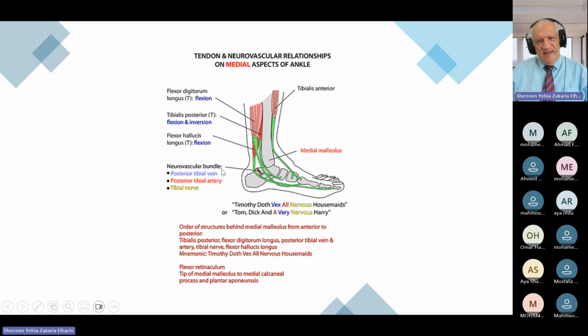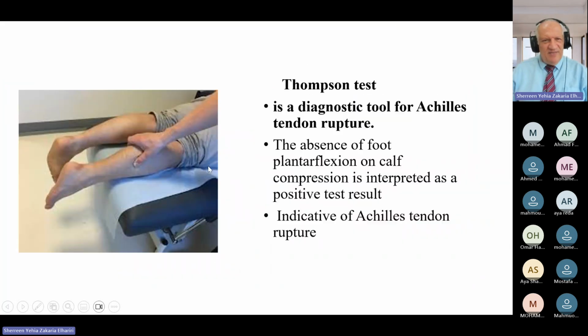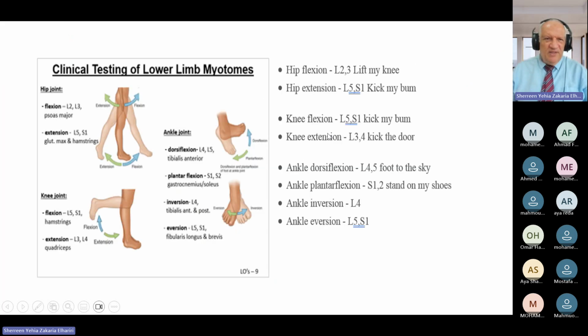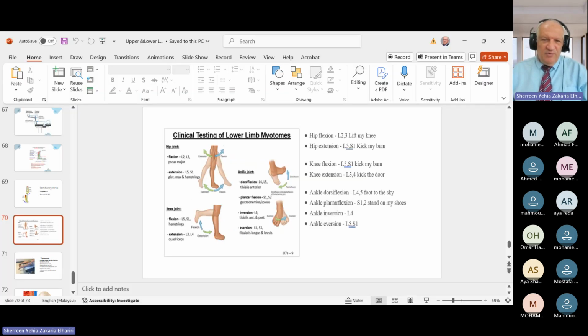Structures around the ankle are very common to come, and they come in a picture. I think I don't have a picture. They ask you just to remember the tendons behind the medial malleolus and in front of the medial malleolus. What is important to know also is eversion and inversion. So usually we ask you about the movement.